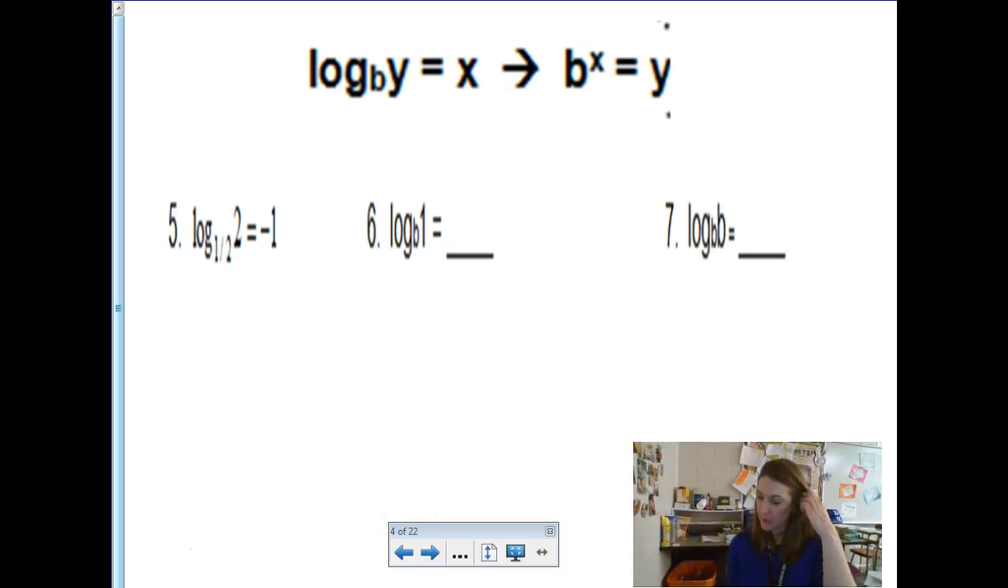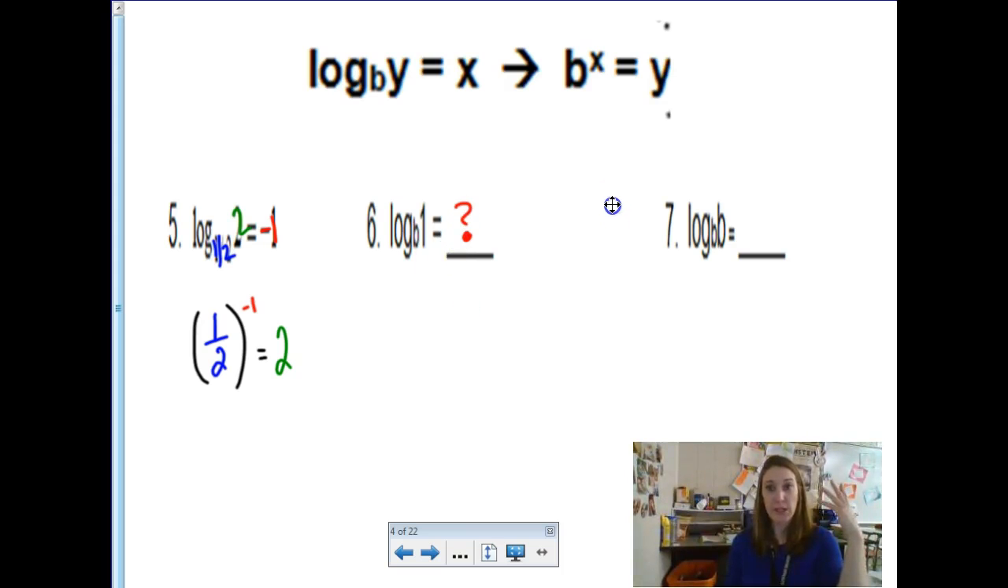Same idea here. My base is a 1/2, which I would write as a vertical fraction because I don't like the other kind. Use parentheses around that base though. The negative 1 becomes my exponent. And then the 2, which was in the logarithm function, becomes my answer. Now this question is a little bit tricky because they don't give me an answer. So you could say equals question mark, or you could say equals x, but this is how we're going to start thinking about logarithms. Log of something equals, and that's my question.